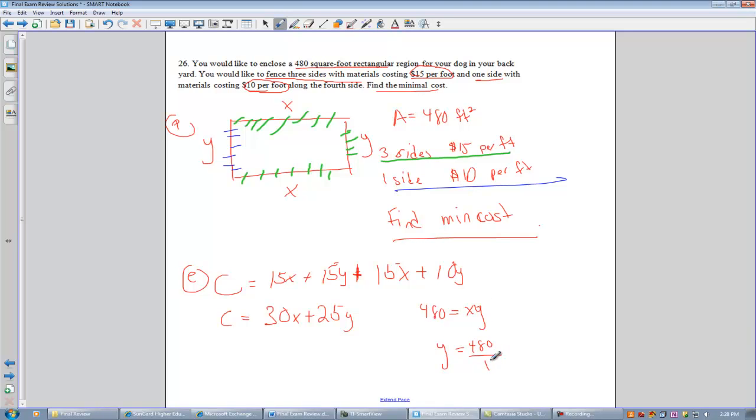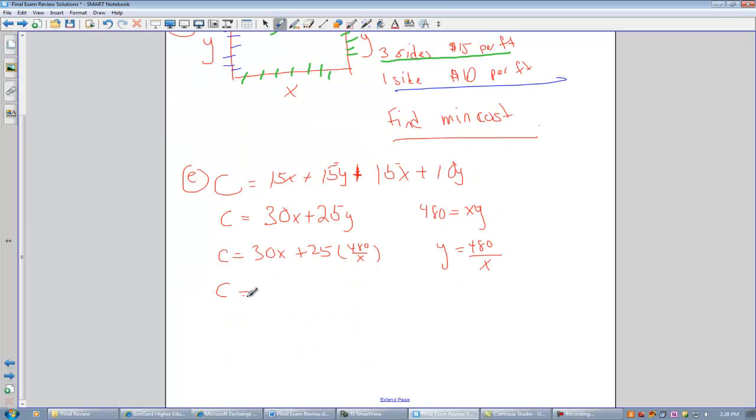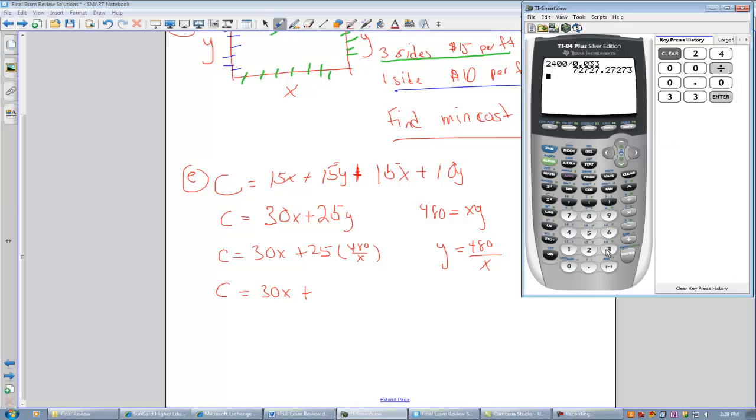Divide both sides by x, right? How do you move it over? You're multiplying here by x, right? X times y. So to move it over, you do the opposite, which is divide. And so I have c equals 30x plus 25 times 480 over x. And I might clean this up a little bit. So this is equal to c equals 30x plus, and I can use my calculator to figure out what 25 times 480 is. So plus 12,000 all divided by x.